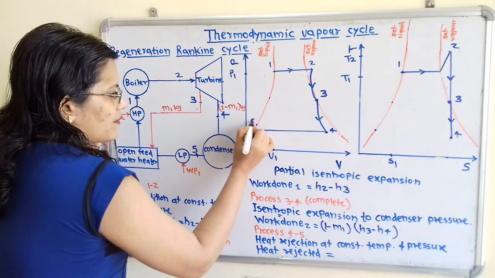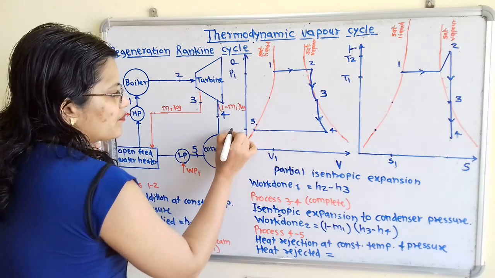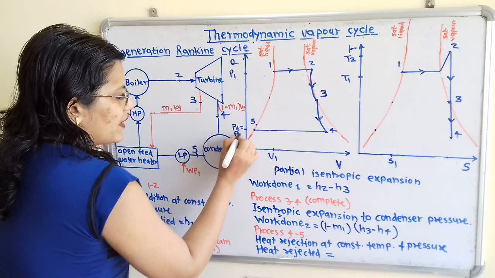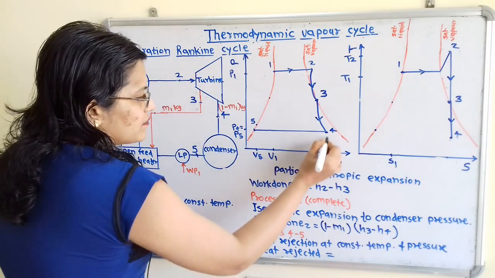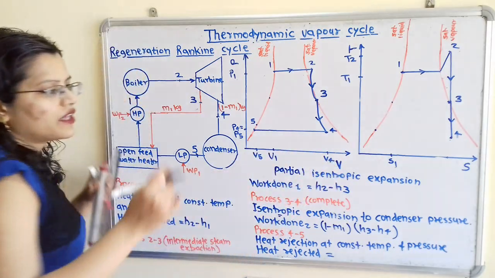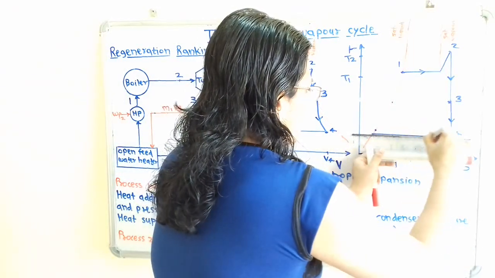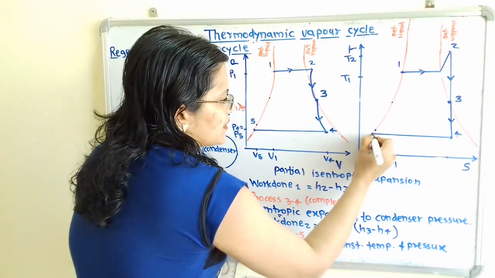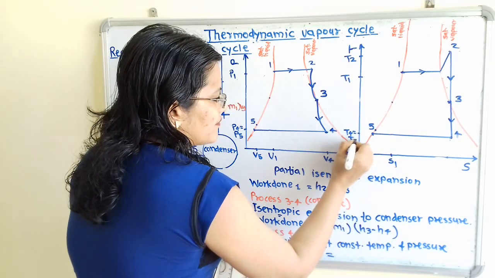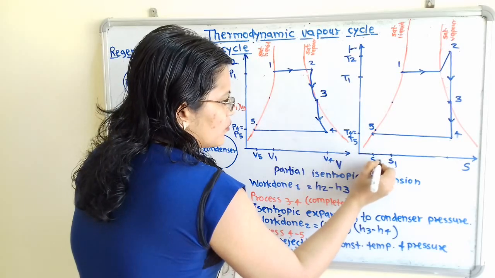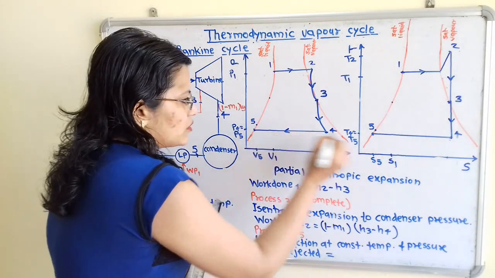Here will be point 5 and corresponding pressure will be P4 equal to P5, and here will be volume V5 and here will be volume V4. Now in the same way for temperature entropy we have to show decrease in entropy and temperature will remain constant, and here will be point 5. So here T4 is equal to T5 and here entropy is S5. This process we have to show arrow also.